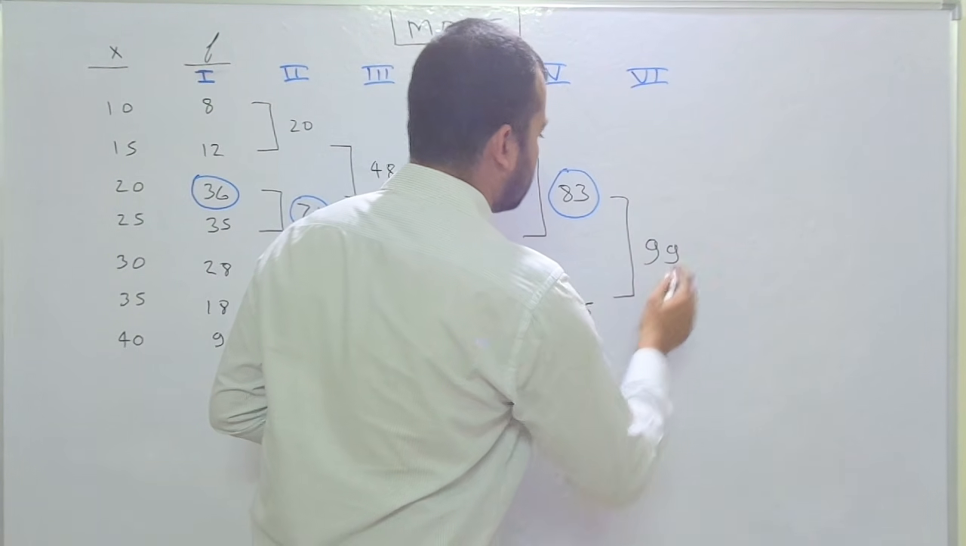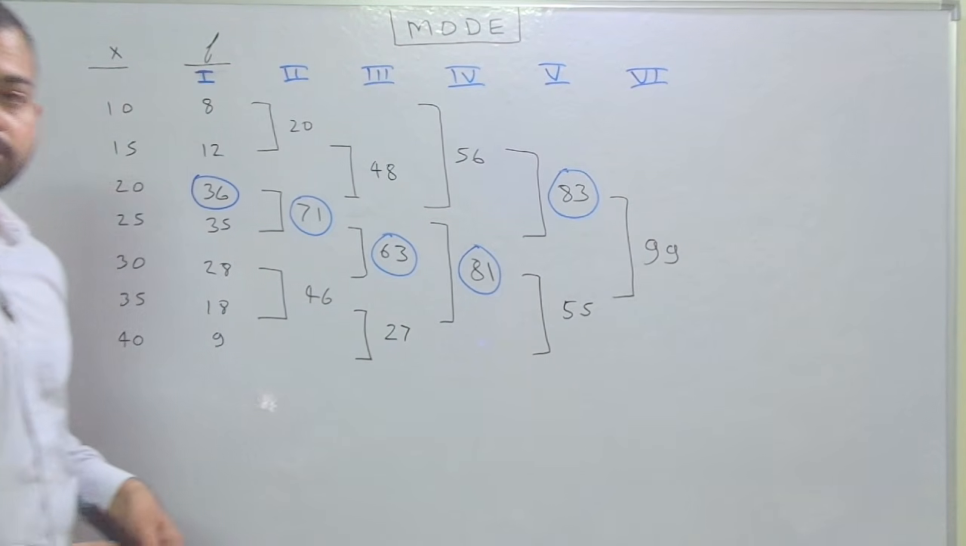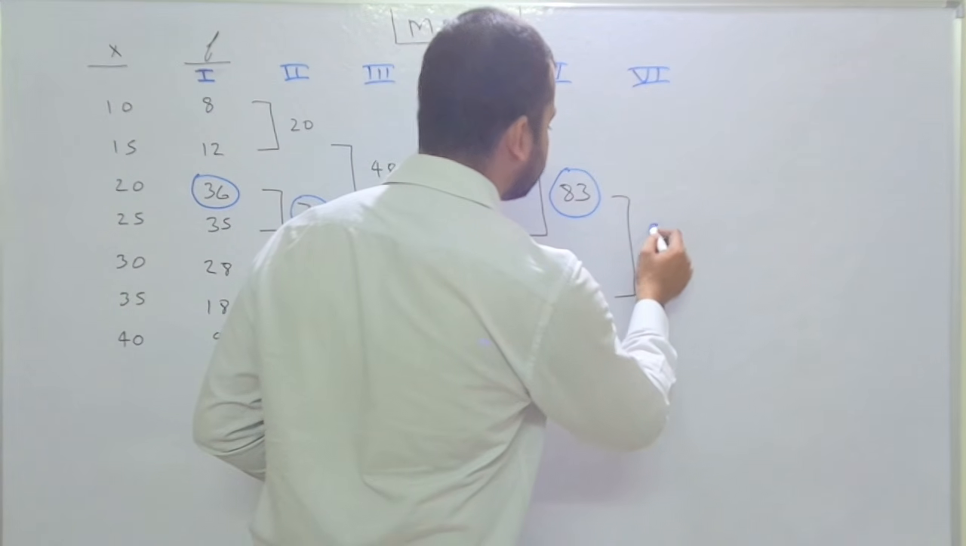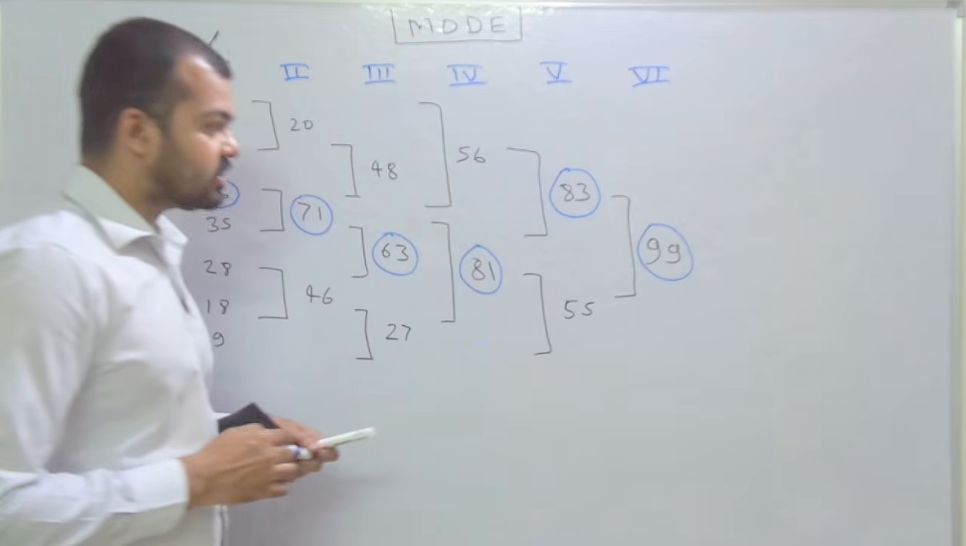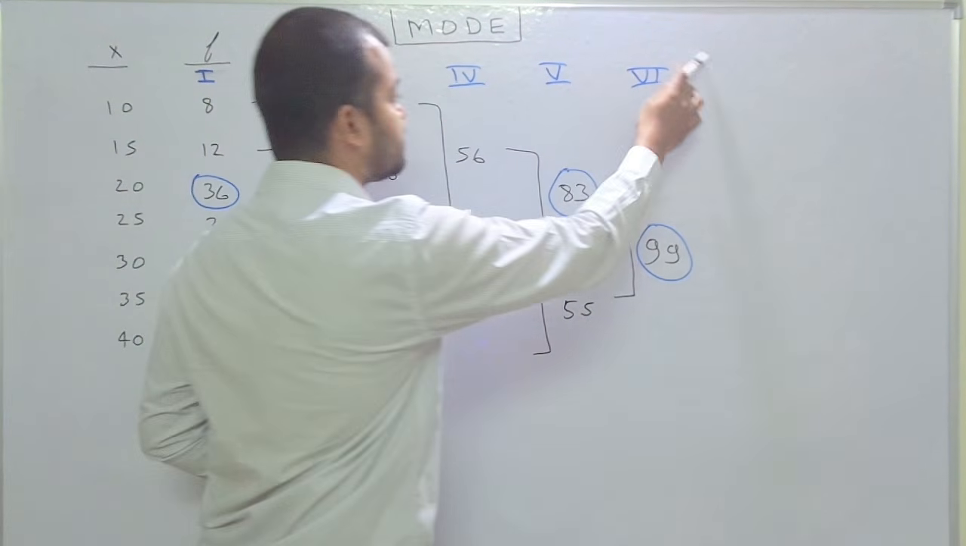99. We also have to mark this 99 because this is the only figure in the last column. So we need to encircle this 99. This is how we make the grouping table. These are 6 columns. Remember these 6 columns.